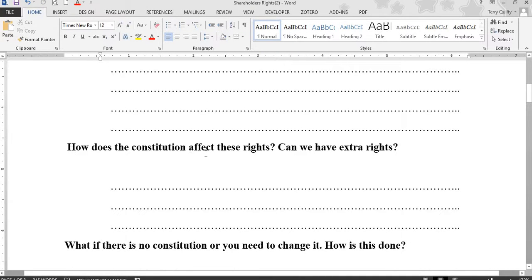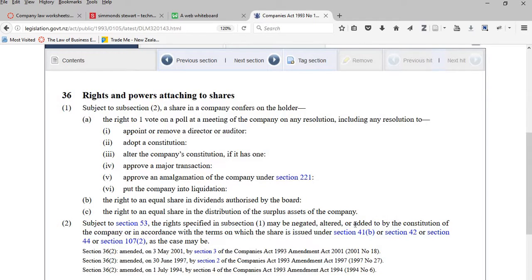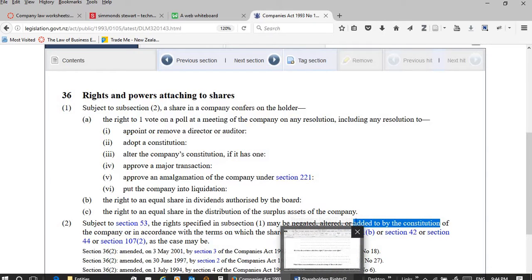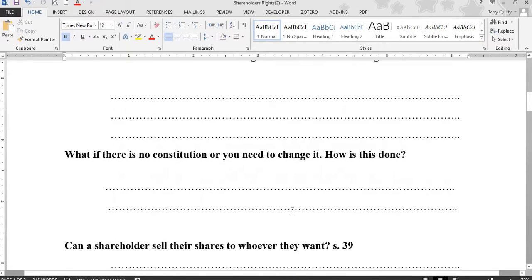So can the Constitution affect these rights? Well, you can see that's yes from subsection 2. Can we have extra rights? There's nothing in here that says these are the only possible rights. It just says if you don't change them or add to them, these are the defaults. So clearly, they can be added to by the Constitution. So you can make up whatever rights you think you need for your business, provided they're not illegal.